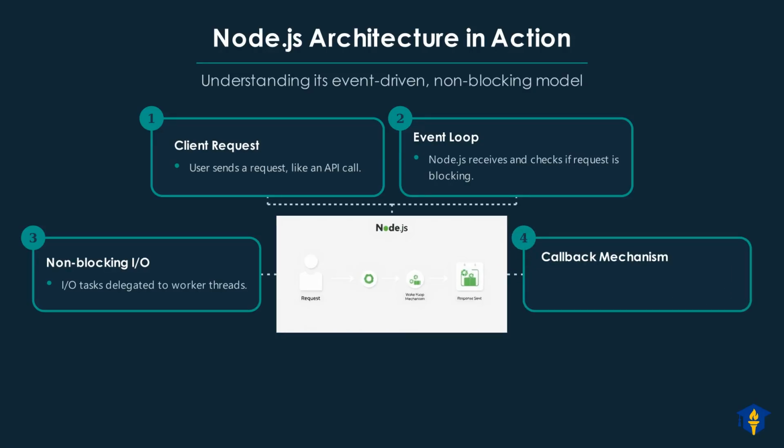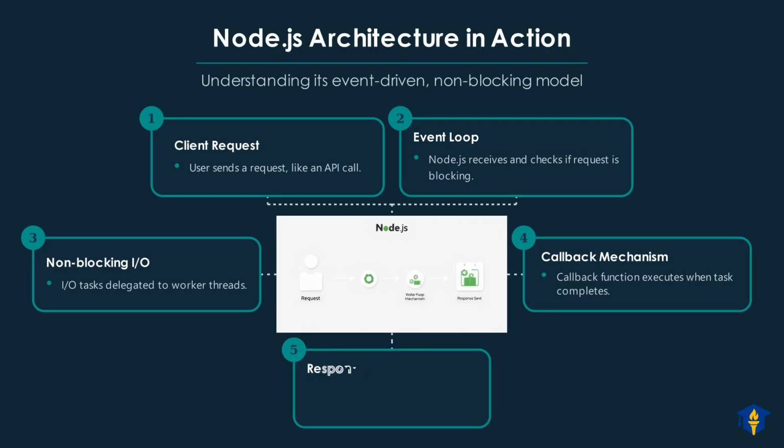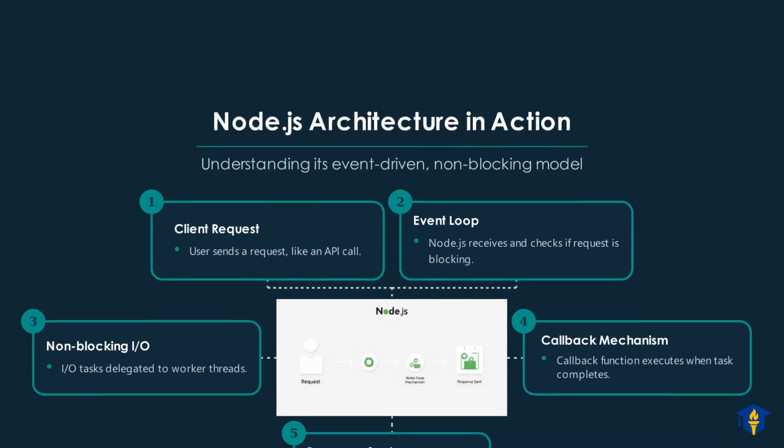Once an I/O task completes, a callback function is executed, handling the results of that operation. This callback mechanism is fundamental to Node.js's asynchronous programming, ensuring smooth, continuous execution. Finally, the client receives the response to their request, all without blocking other pending operations on the server. This efficient response delivery highlights the non-blocking nature, allowing the server to handle many users simultaneously.